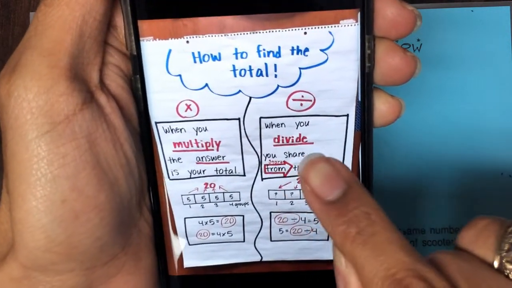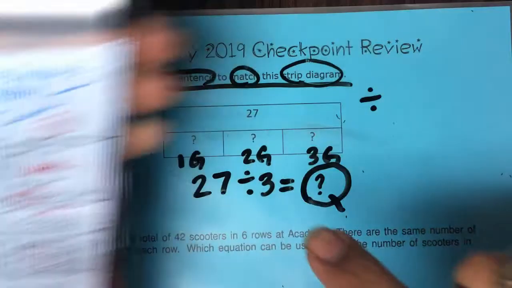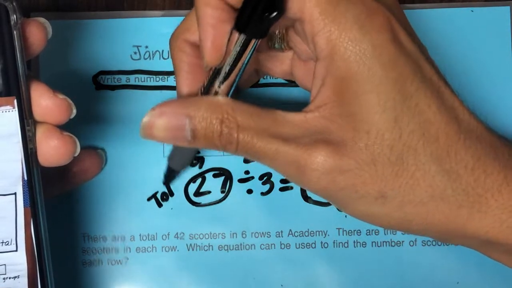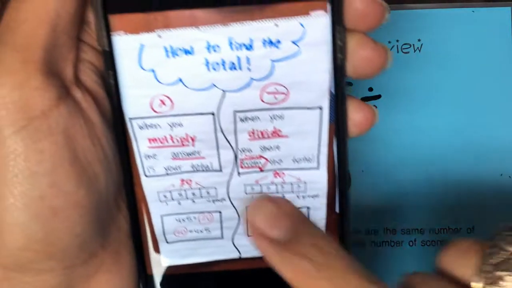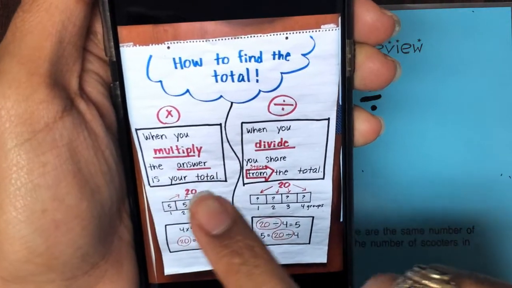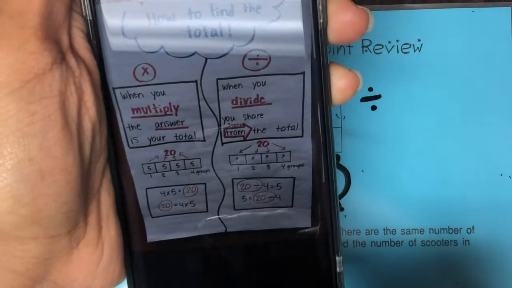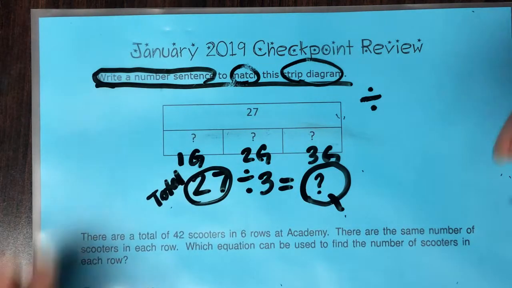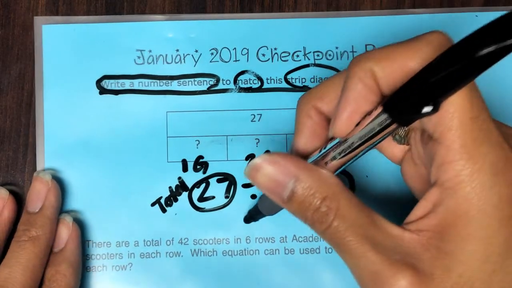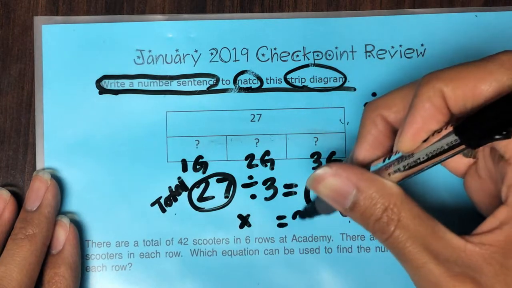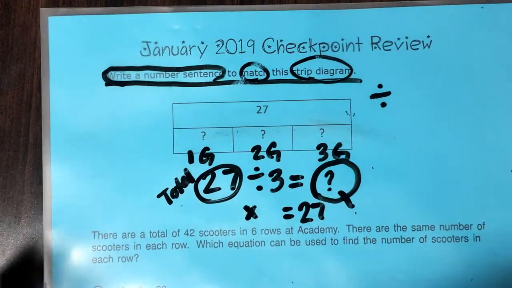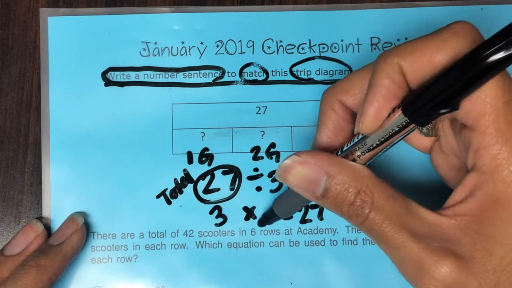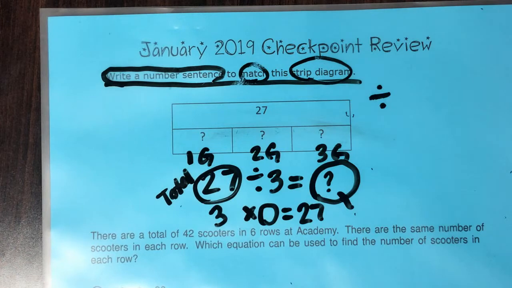When you divide, you share from the total. That means you start from the total. So the 27 is our total. But when you multiply, the answer is your total. So that answer needs to go by the equal sign. If the answer is our total, when we multiply, I'm just going to put it right there on the other side of the equal sign. And that means that 3 times something equals 27.